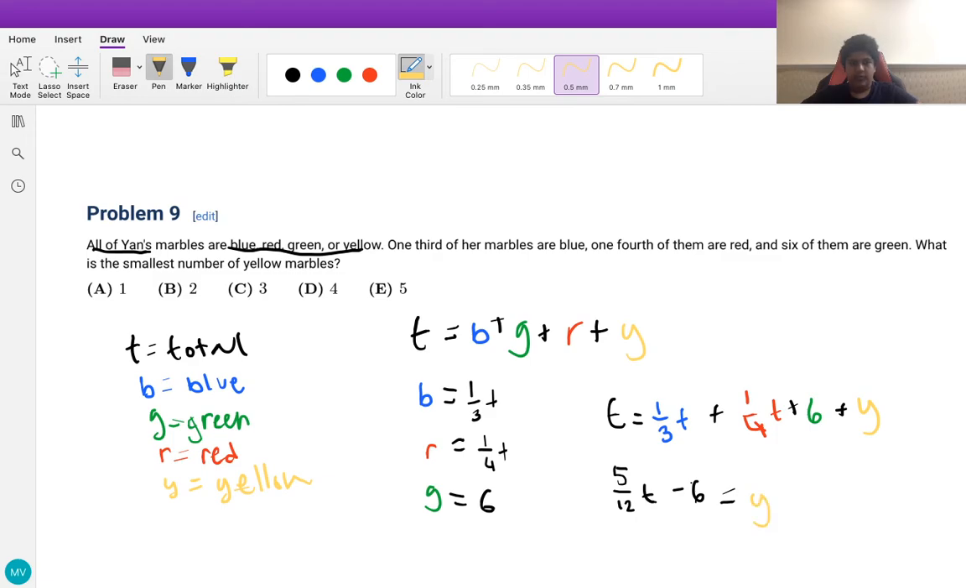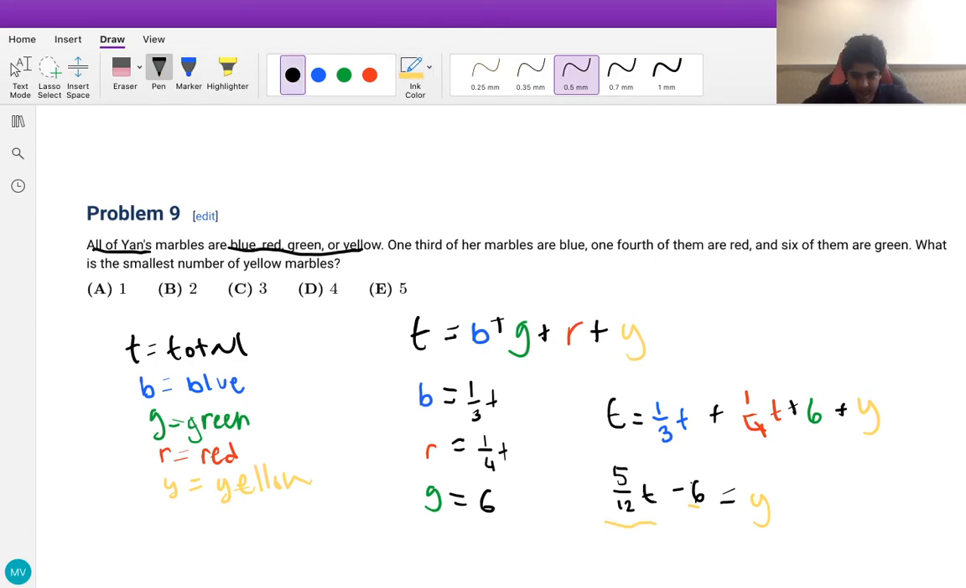So now we want to find the smallest number of yellow marbles. And here we use the key insight that the number of yellow marbles is an integer. Thus, T must be a multiple of 12. Since 6 is an integer, 5/12 T must be an integer. So now it's just trial and error.